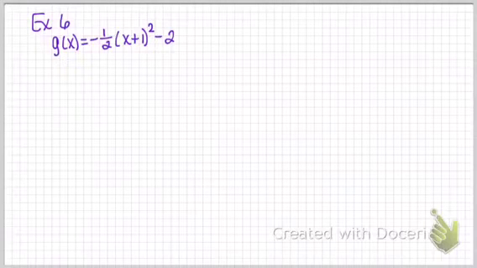Example 6 says use a graph of f of x equals x squared to obtain the graph of g of x equals negative 1/2 times (x plus 1) squared minus 2. Alright, so we've done each of these individually, and you even had a couple of them on your assignment where you had more than one thing to do, but I think you could have handled those. That's why I gave you that.